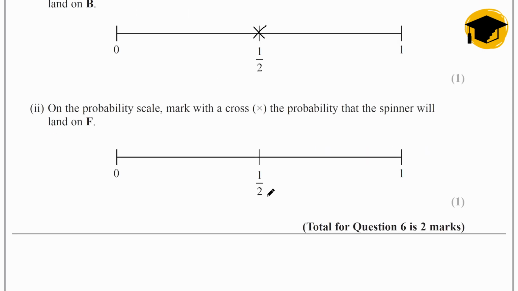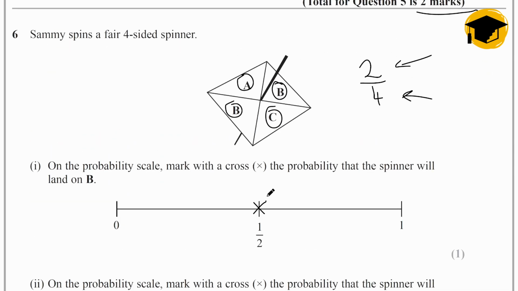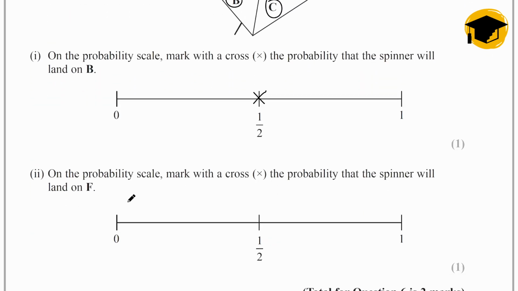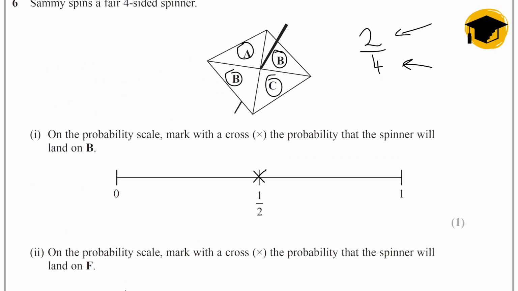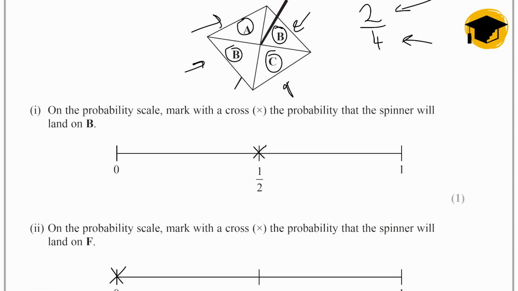Part 2. On the probability scale, mark with a cross the probability the spinner will land on an F. F isn't on the spinner, so it will never land. And just to recap, 0 means it's never going to happen, or the probability is 0. 1 means it's 100% going to happen. For example, if the spinner was all A's, then it's a 4 out of 4 chance that the spinner will land on an A. Therefore, you'd put a cross at 1.